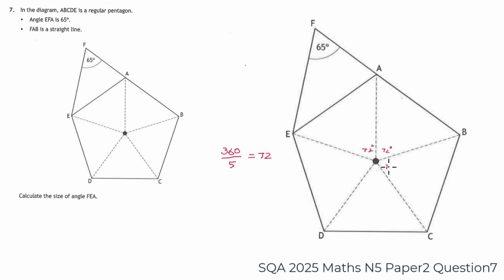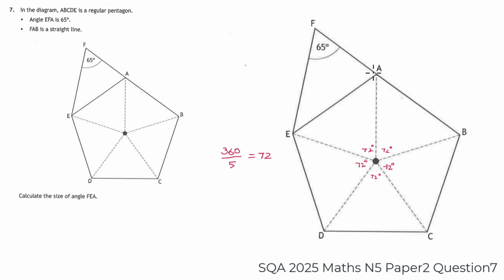Now you should check that on your calculators. You're allowed to use your calculator in this paper. Check that 5 72s, 5 lots of 72, does indeed give you 360. So there's a whole bunch of angles we've got. Now what else do we know in this diagram?